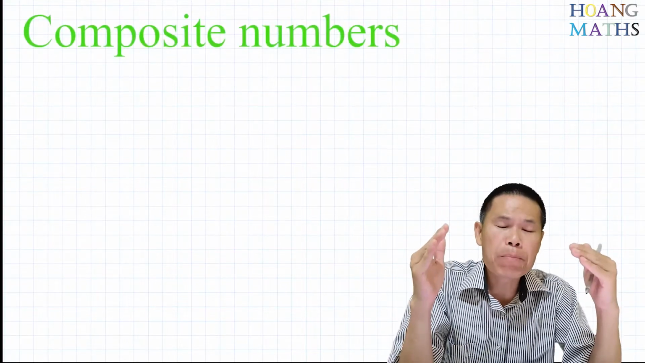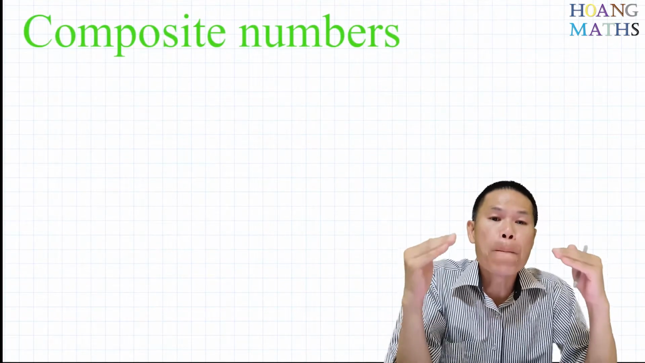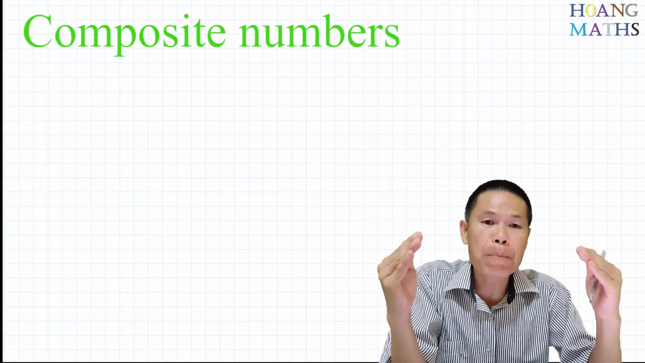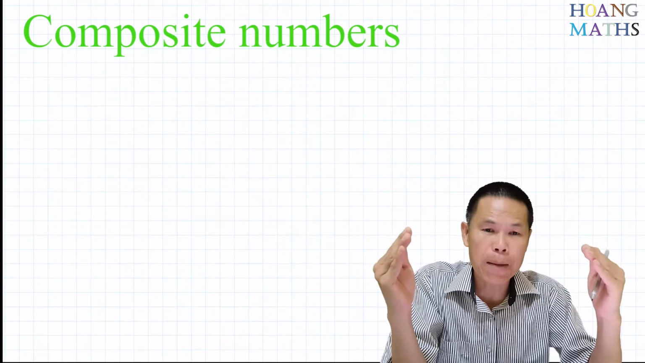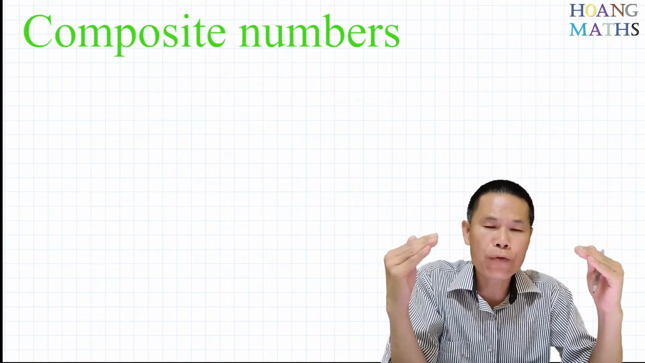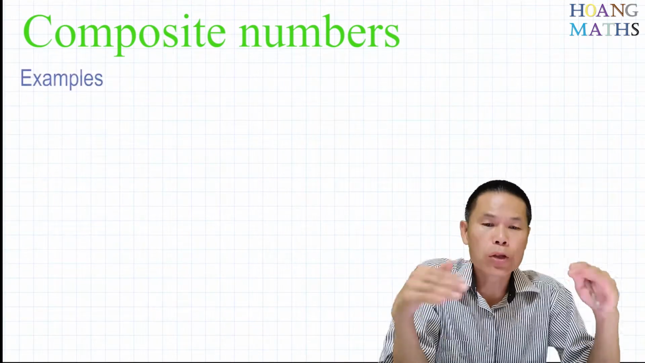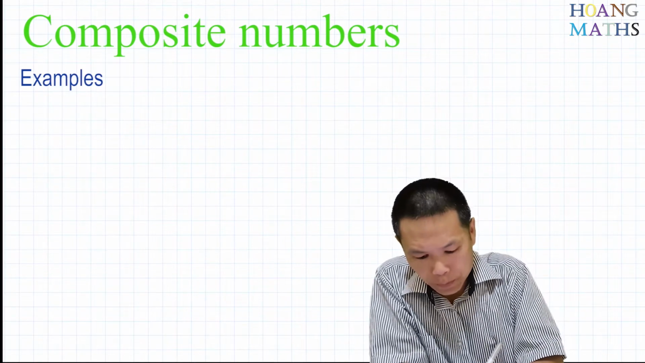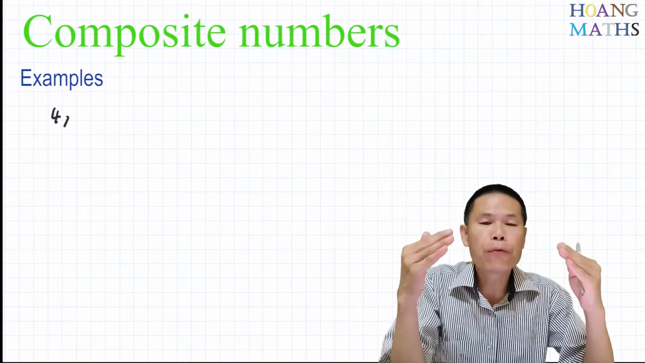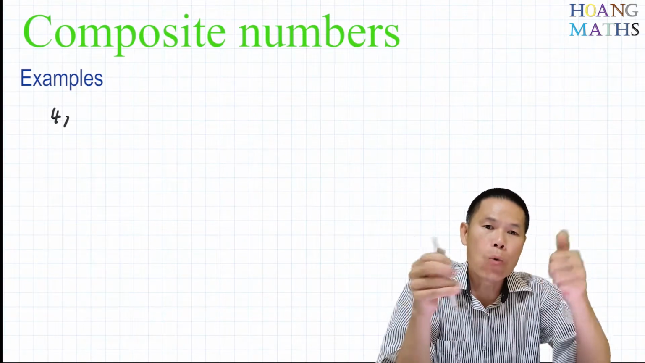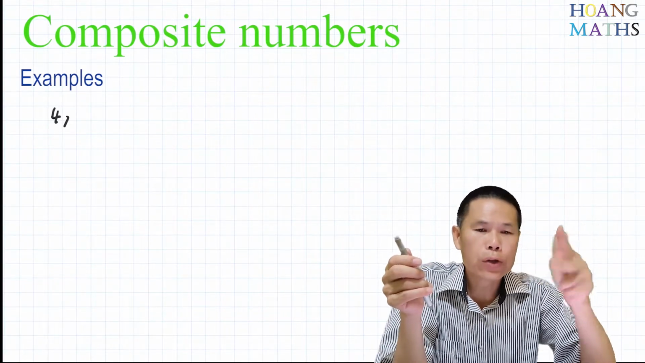A composite number is a number that has more than two factors. In other words, a composite number is a number that can be divided by another number. So therefore, a composite number has at least 3 factors. For example, the first smallest composite number is 4, because 4 can be divided by 2. So 4 has 3 factors, in fact: 1, 2, 4. So 3 factors.